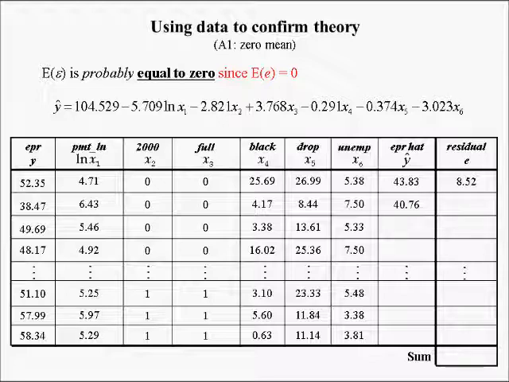Let's do it for the second observation. When we plug these numbers into this equation, we get 40.76. The model has predicted the second state in 1994 to have an employment population ratio of 40.76 when we only observed 38.47. So here the residual is negative 2.29, and the model has overpredicted the employment population ratio. Notice that this prediction is a little closer to reality, to what we observe.